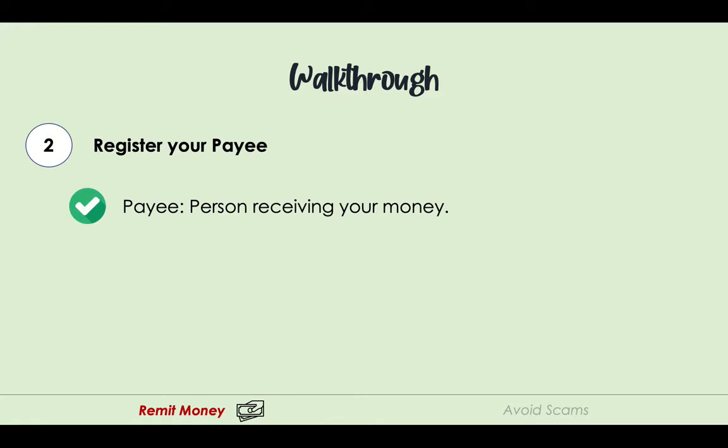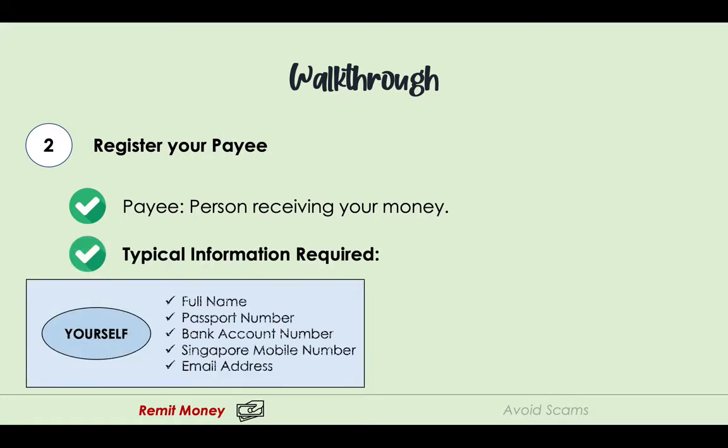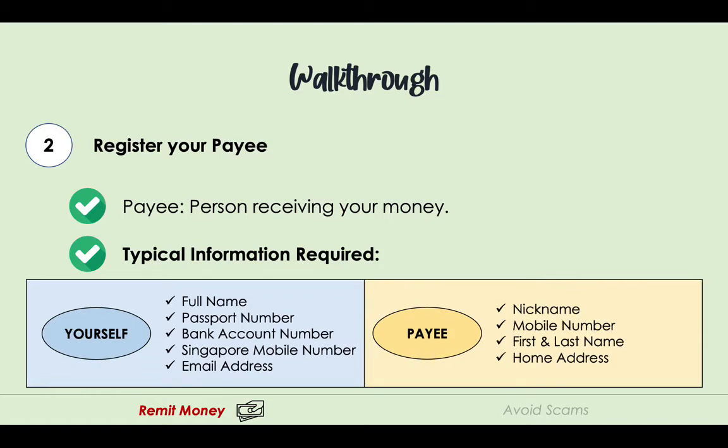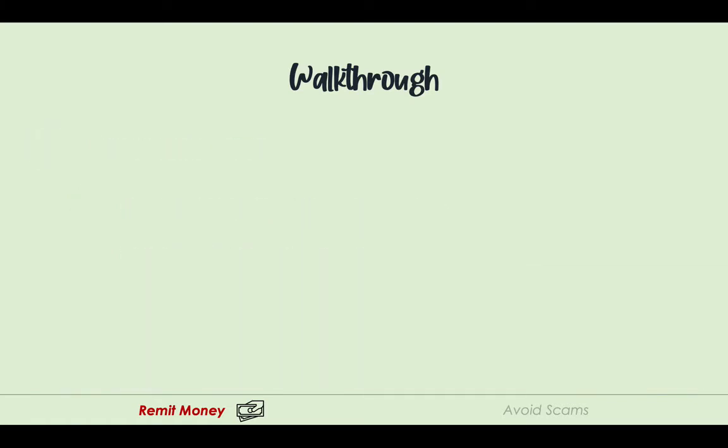To whomever you're transferring the money to, make sure to add in these following details for yourself and for your payee. Don't worry if you cannot remember these details, because the bank app would prompt you to key in all these necessary details step by step when you're at this stage. Once done, you're all ready to remit your money back home.